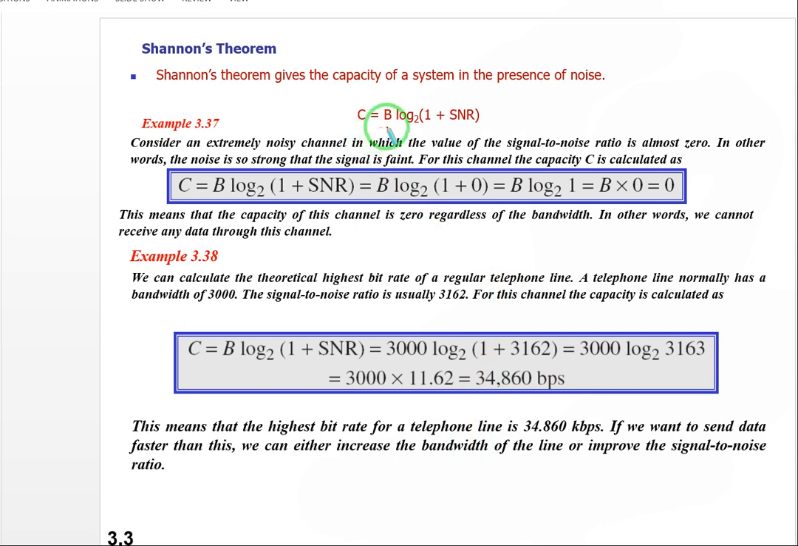So again, C is equal to B log base 2 of 1 plus signal to noise ratio, because we are talking about noise, so we need to have a signal to noise ratio. So coming to the example. Just keep in mind this formula for a noisy channel.